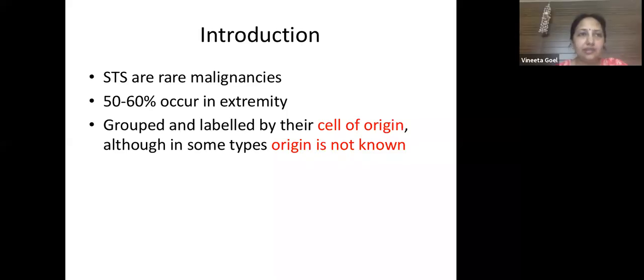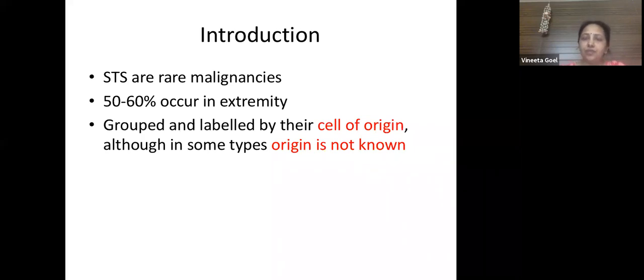Not a very common malignancy. Common malignancies that we see routinely in our practice include breast cancers, head and neck cancers, lung cancers, GI cancers. Soft tissue sarcoma is one of the rare or uncommon malignancies. Now, it can occur in any part of the body, but the majority still occur in the extremity, and they are grouped and labeled by their cell of origin. Although sometimes the origin is not known, largely we call them liposarcomas, rhabdomyosarcomas, peripheral nerve sheath tumors, depending on their origin.